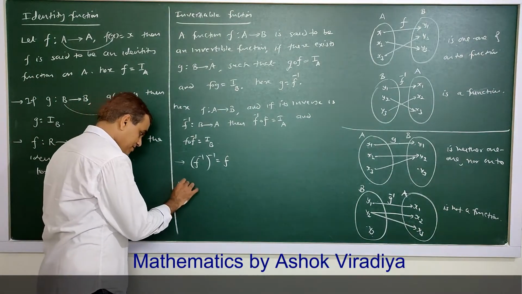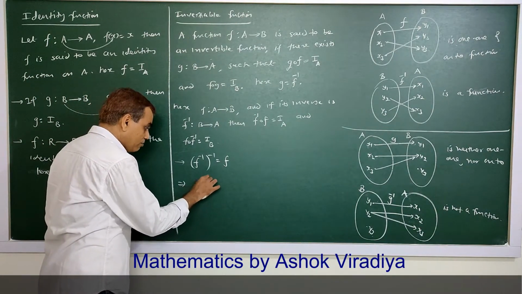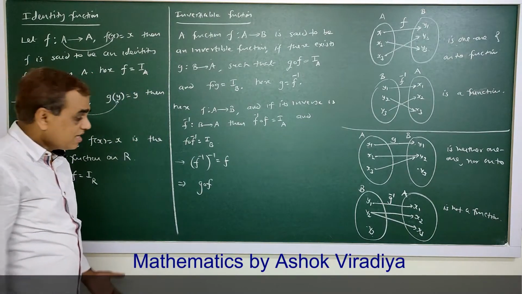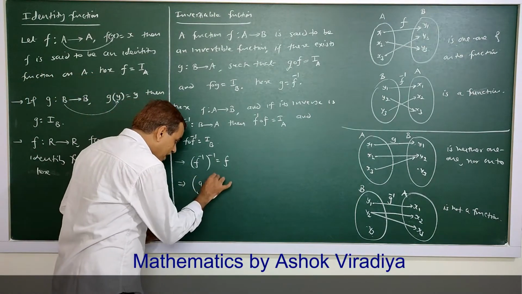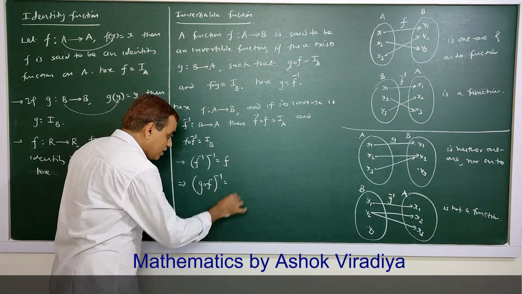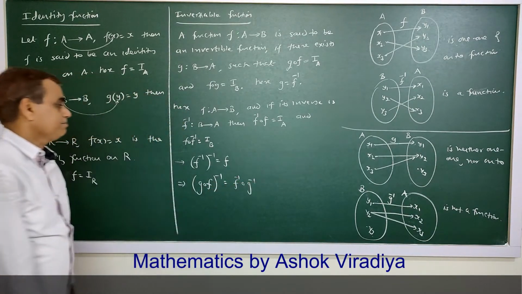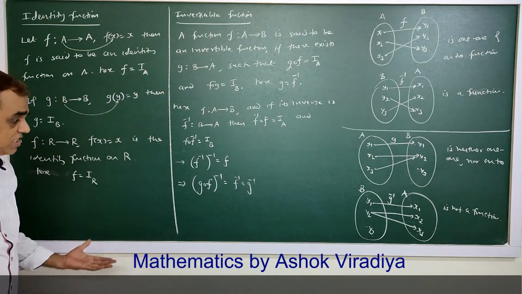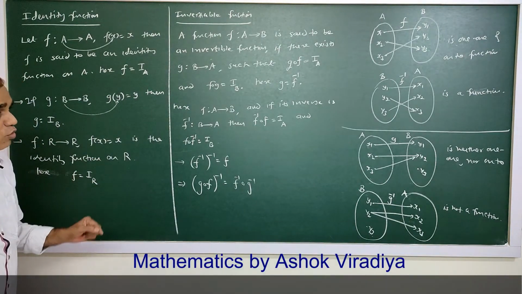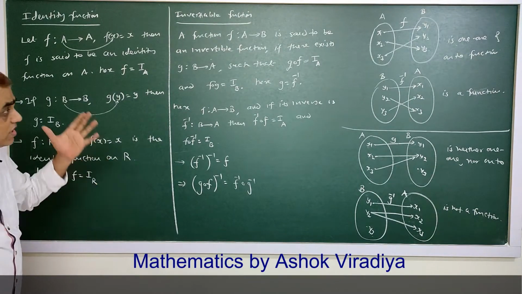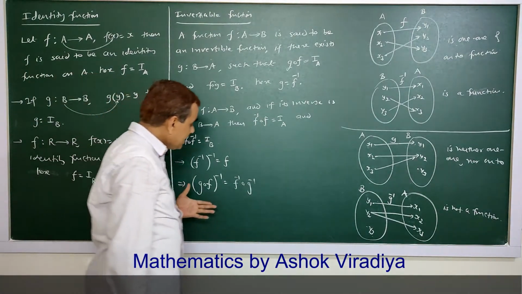If we take the composition of f and g, that is g o f, the inverse of g o f will be equal to f inverse o g inverse. Inverse of f o g is f inverse o g inverse. So this was about invertible function.